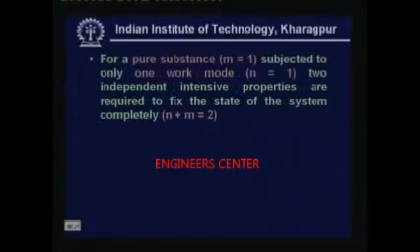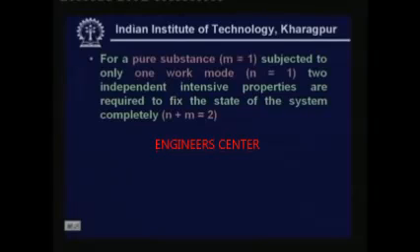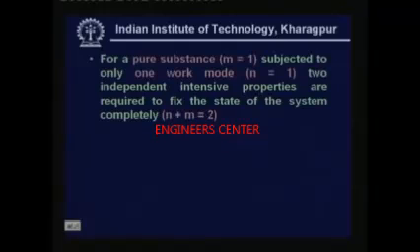Let us take a pure substance, a single pure substance. So, m is equal to 1 and it is subject to, let us say, only one work mode, that means n is equal to 1. So, how many degrees of freedom are there? M plus n is 2. So, you have to specify 2 intensive properties to uniquely fix the state of this particular system.